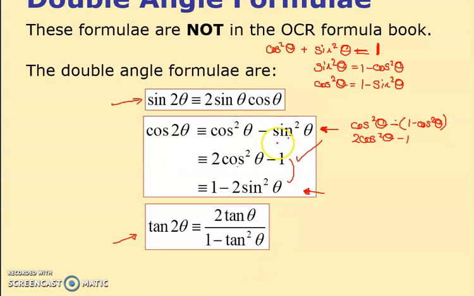But these are incredibly useful. These two, particularly with things like integrations. It depends. In some situations you want this, some situations you want this, some situations you want this. You will definitely be using all three of these things. So write them all down. Sine's easier, there's only one formula. Tan's easier, there's only one formula. But coses, there's three.